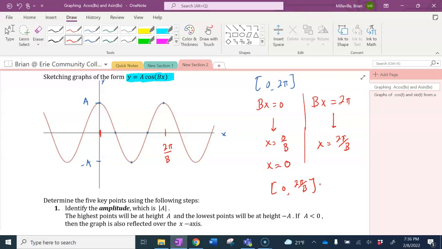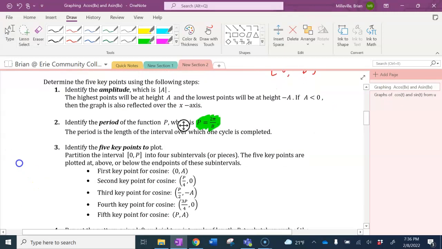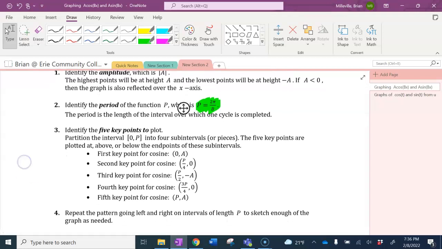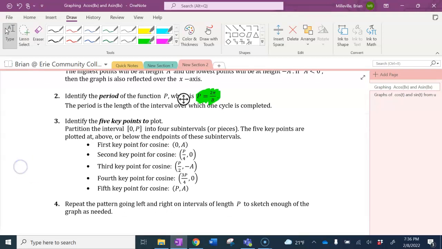Okay, so we've got to know what the period is. All right, after that, our steps are to identify the 5 key points. So what are our 5 key points to plot? Partition the interval from 0 to P, so from 0 to whatever your period comes out to, into 4 equal pieces, and then identify the 5 key points using the basic pattern for cosine. I have them typed out on the screen there.